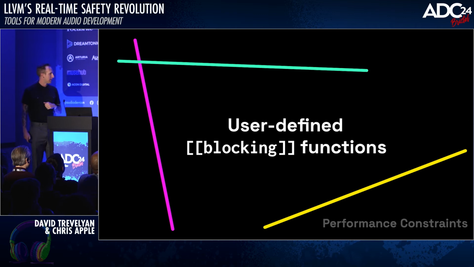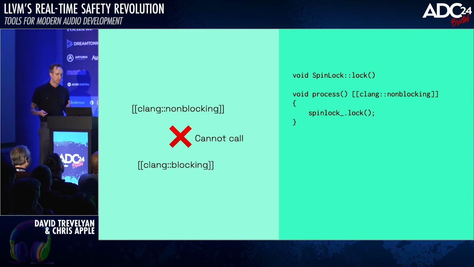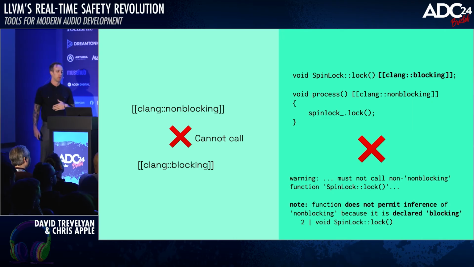As David presented in his section of the talk, you can define your own blocking functions. So in this case, non-blocking cannot call a function marked blocking. So same example as before, we have a spin lock lock method. We simply add Clang blocking here. Perhaps this is more enforceable than the all caps comment that I alluded to before. And when we try to compile, it will say it must not call non-blocking function. Further, there's this note saying it doesn't permit inference of non-blocking because it is declared blocking.